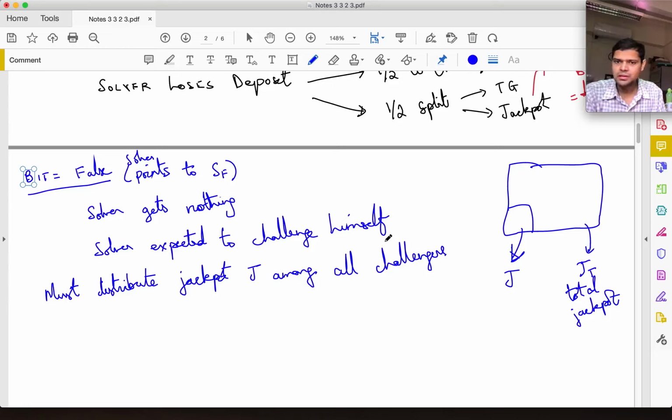It is very important for us to give this incentive, because challengers need to know that they will earn some money once in a while. Maybe most of the time the bit is true, so they get nothing. Even if they do the computation, the computation put by the solver is correct, so they don't get anything. But once in a while the bit is false, in which case they can expect some reward. So they distribute the jackpot J among all the challengers, but now you might see that there's a problem over here.